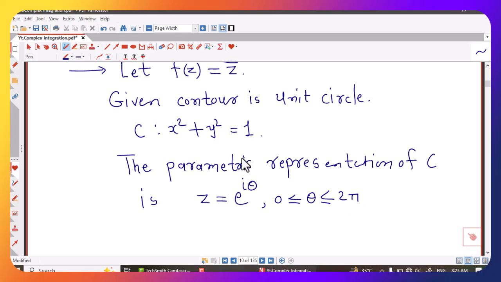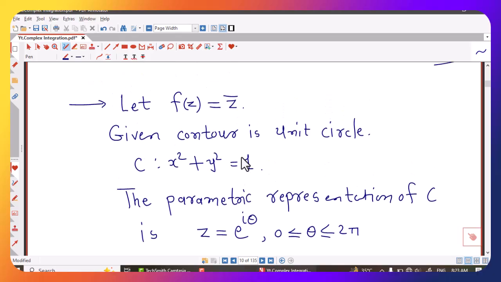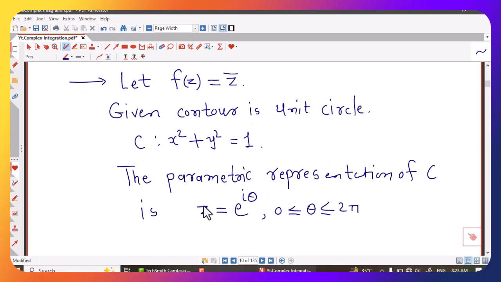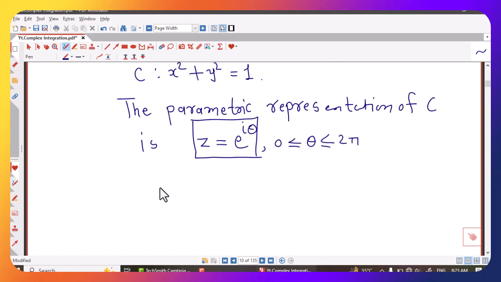Now we will use this representation z equal to e raised to i theta. Using this we will convert f of z in terms of theta, and we will convert dz in terms of theta. So first we find dz by d theta, because now z is a function of theta only.